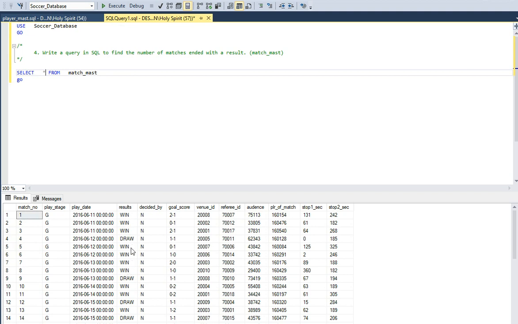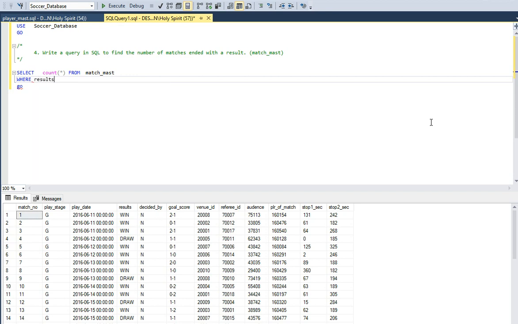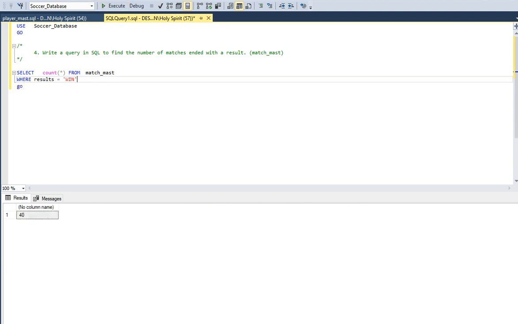Win, draw. Okay, some won, some draw. So we have to set this count. We have to count because it says number of matches ended with a result. So this one, results, where it's a condition, so result is equal to win. Yeah, execute. 40.